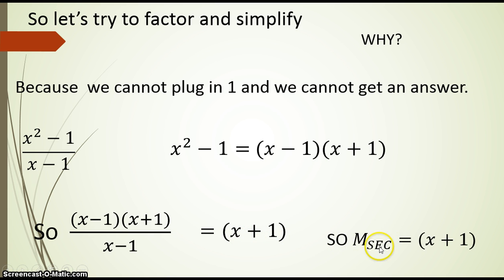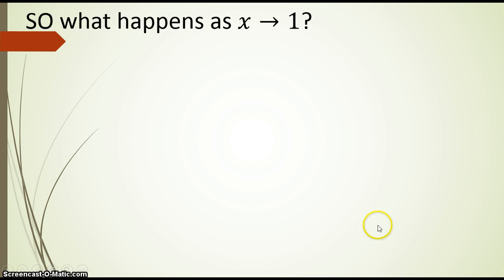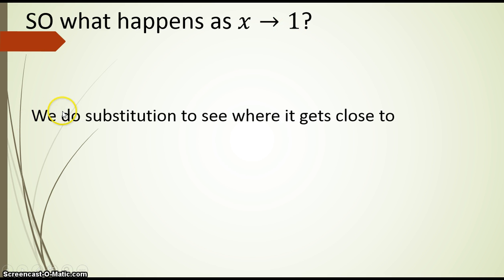So for our secant, instead of getting an actual number, because I don't know an actual slope, I just know an approximation, and we were only given an equation. So the slope of my secant is x plus 1. It's not an exact number yet. So what happens as x approaches 1? We do substitution to see where it goes and what it gets close to.